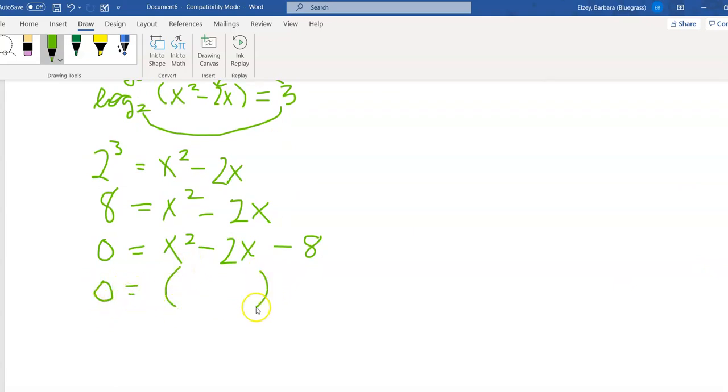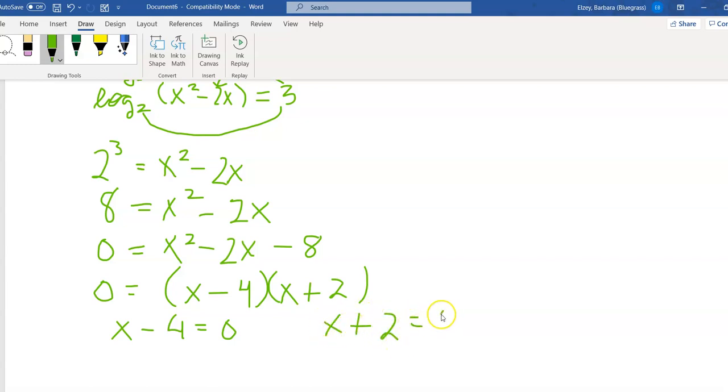All right, so this will factor as factors of negative 8 that add to negative 2 will be x minus 4 and x plus 2. Set both of those to 0. And we're going to get 2 solutions, but we're going to find that one of them is probably not a good solution. So this one gives us a positive 4, and this one gives us a negative 2.